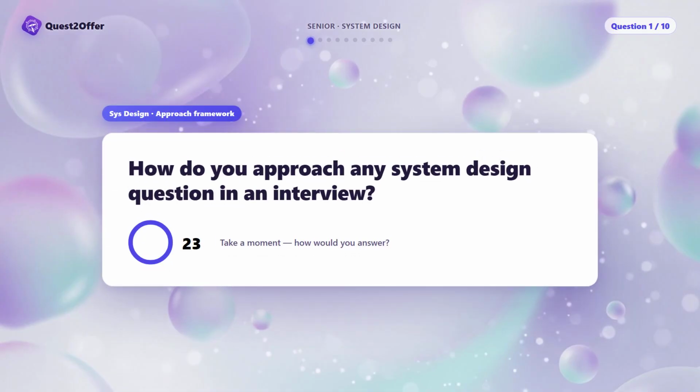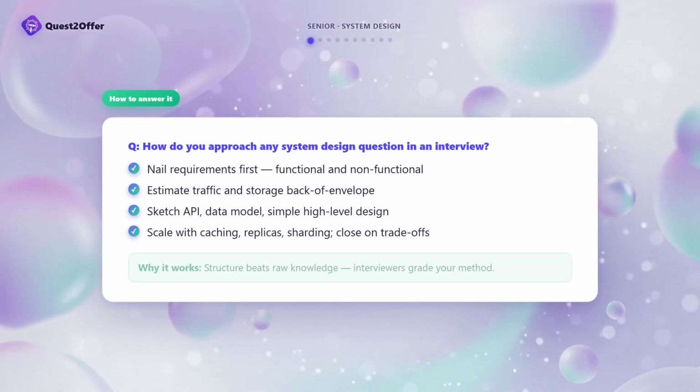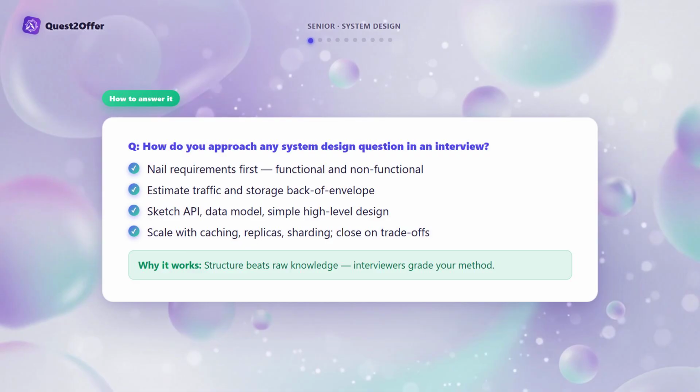How do you approach any system design question in an interview? Don't jump to a diagram. First, nail the requirements: functional and non-functional, scale, read/write ratio, latency, consistency. Do a back-of-envelope estimate of traffic and storage. Then sketch the API and data model.